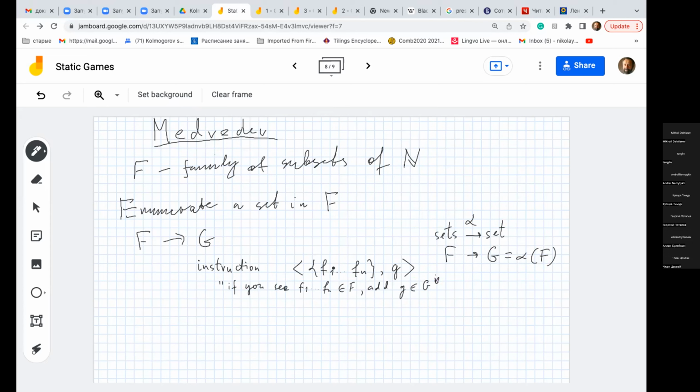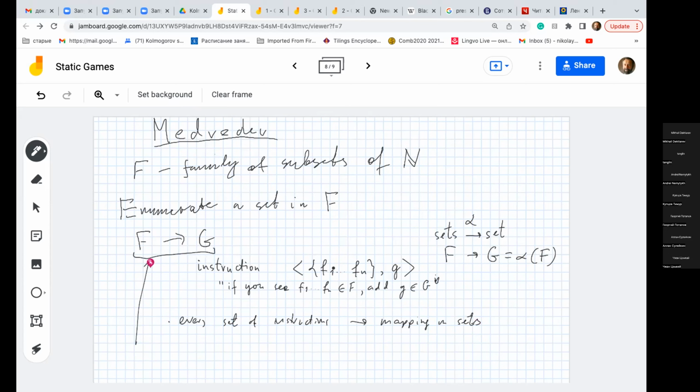And so every set of instructions, okay, maybe I should not use F and G here, is a mapping on sets. And it needs to be a monotone mapping, so subsets are mapped to subsets. Yeah, automatically subsets are mapped to subsets. It's true, monotone automatically. We don't need to require anything.